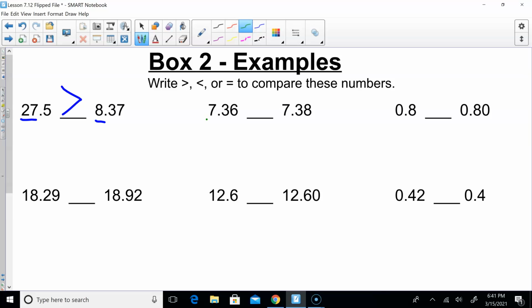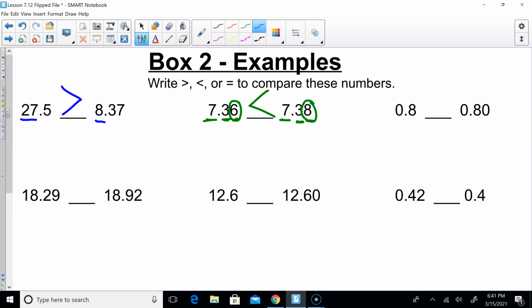And our next one, we start with the numbers 7 and 7, so they're equal. So I go on to the next place value, which is the tenths. I have 3 tenths, I have 3 tenths, so those would be the same. I have 6 hundredths or 8 hundredths, so right there, I found my difference. So I could circle where I see my difference. And that tells me that 7 and 36 hundredths is less than 7 and 38 hundredths.